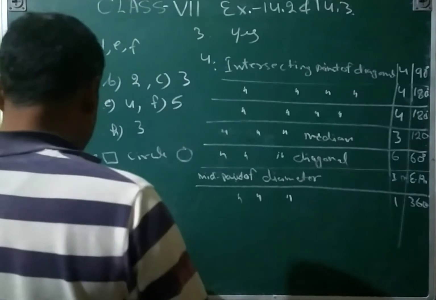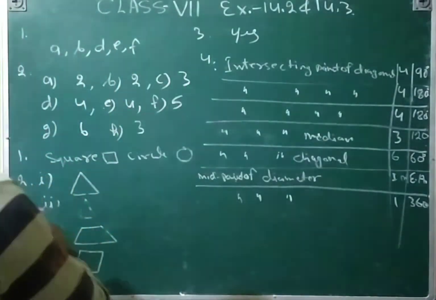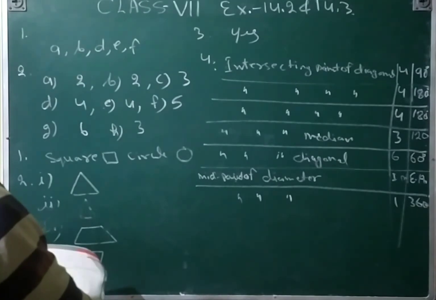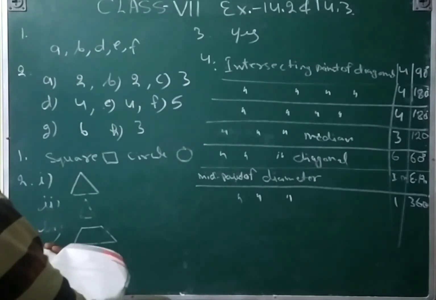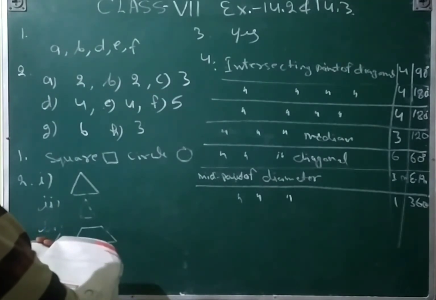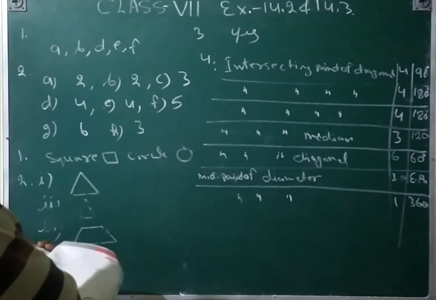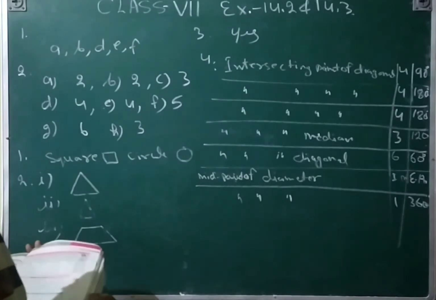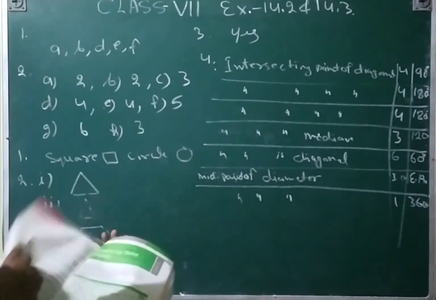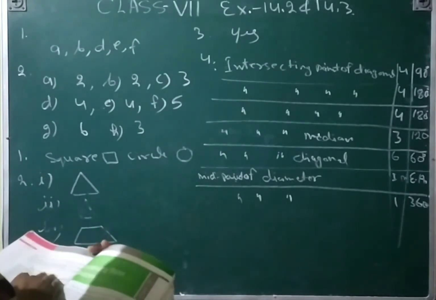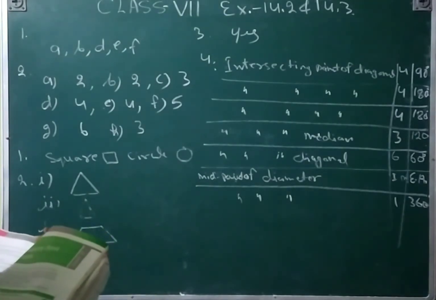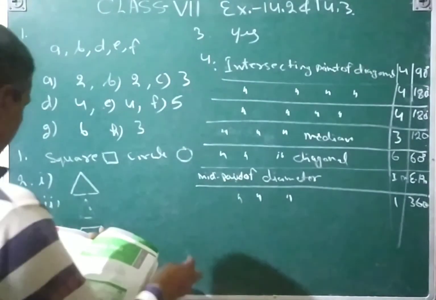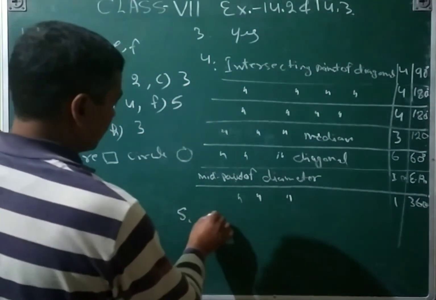And then next question in 14.3. Name the quadrilateral which has both line and rotation symmetry of order more than 1. That is a simple square.